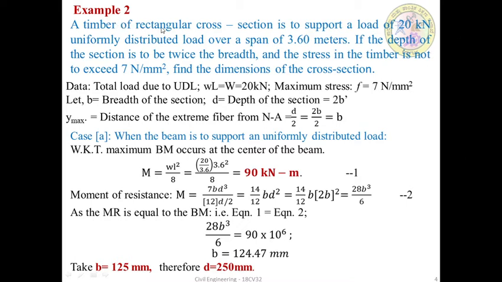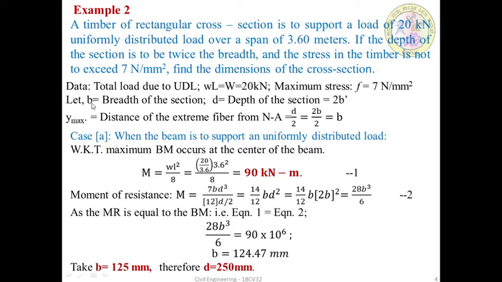A timber of rectangular cross section is to support a load of 20 kilonewton uniformly distributed load over a span of 3.6 meters. If the depth of the section is to be twice the breadth and the stress in the timber is not to exceed 7 Newton per millimeter square, we have to find the cross-sectional dimensions of the beam. Here the given data are: total load due to UDL is equal to W L, capital W is 20 kilonewton over a length of 3.6 meters. The maximum stress induced is f equal to 7 Newton per millimeter square.